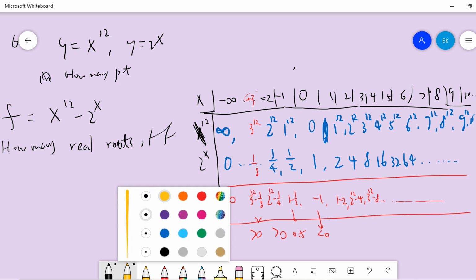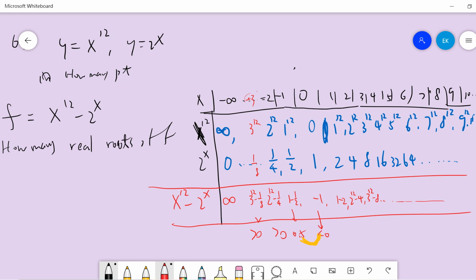There must be a root here, right? And then this is minus 1. For x equals 1, it's 1 minus 2, so it's minus 1. And when x equals 0, it's also minus 1. And then this is larger than 0, this is larger than 0. So you know there is a root from here to here. So from 1 to 2, there's a root.